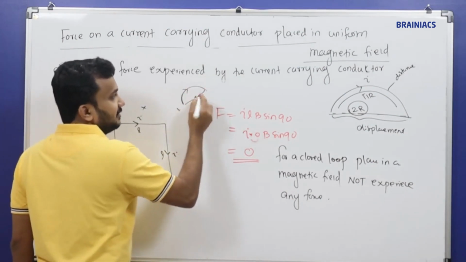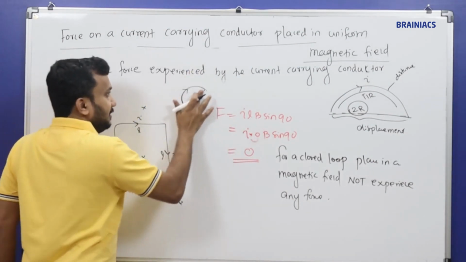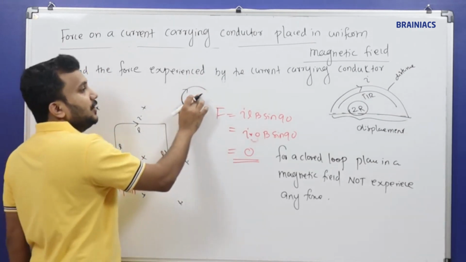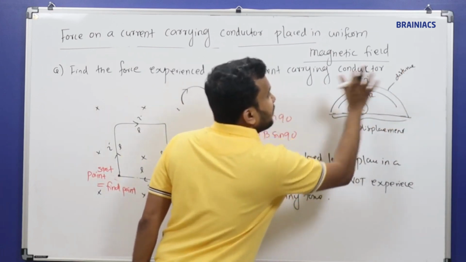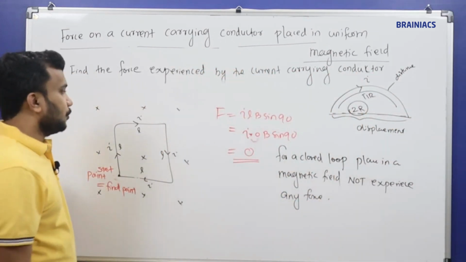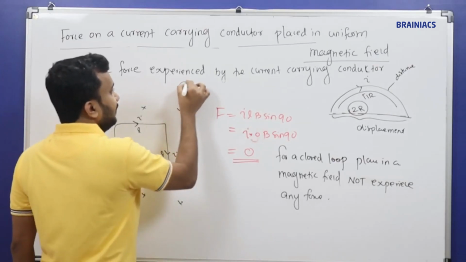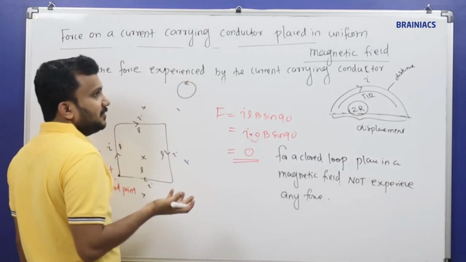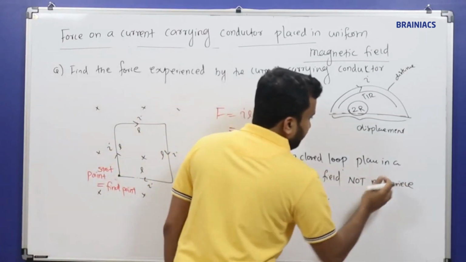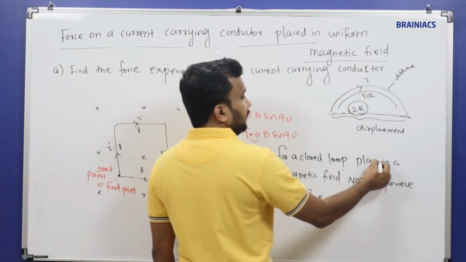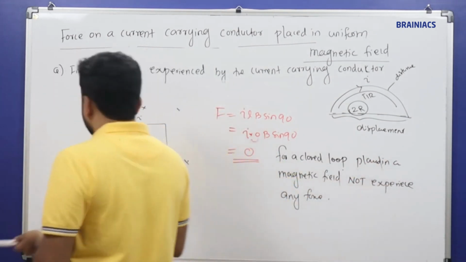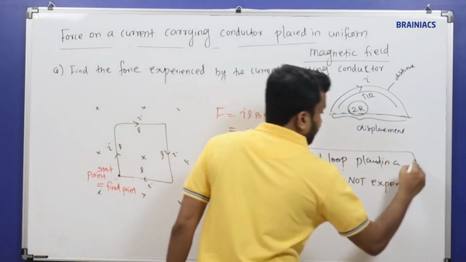The current will be like this if you draw an additional line, but in actual reality this line is not there. It is an additional line to represent what is called displacement and what is called distance. But whenever it is a closed path, instead of a square, even if I place it like a circle, the final point and initial point displacement will be equal to 0, and force will be equal to 0. A closed loop placed in a magnetic field does not experience any force. Important.